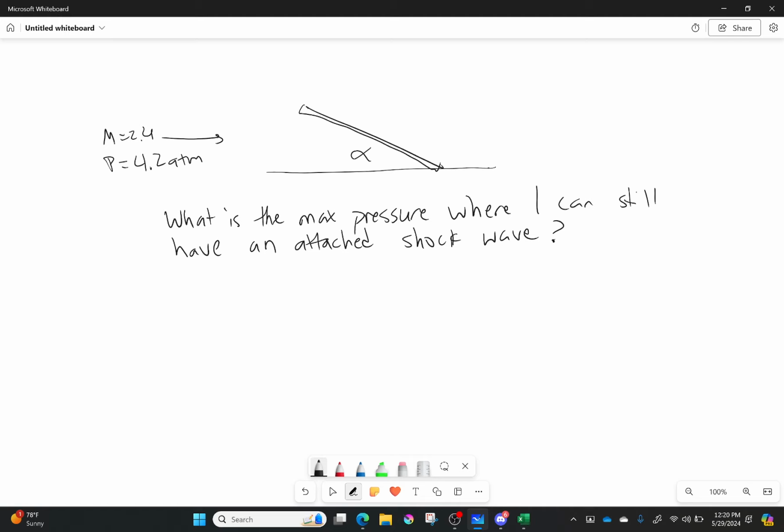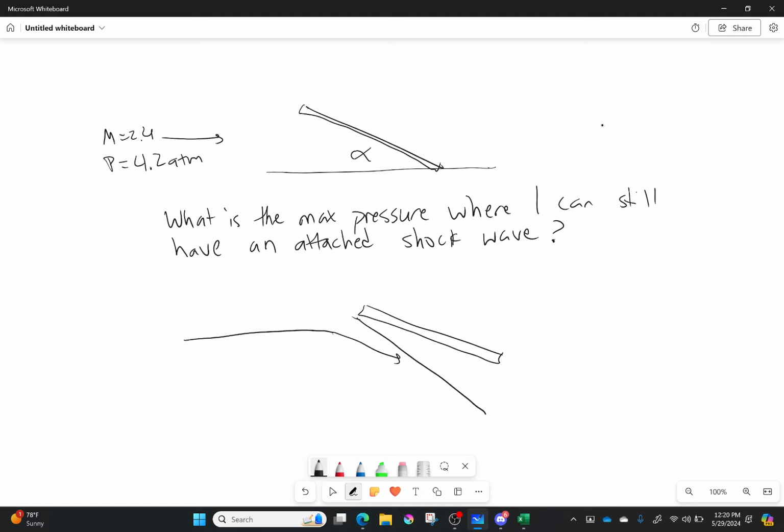So remember, in this case, my flow is being deflected. It is moving this direction, it has to move down. Because it has to move down, it is going to cause an oblique shock wave, like that. But there is an issue with this.